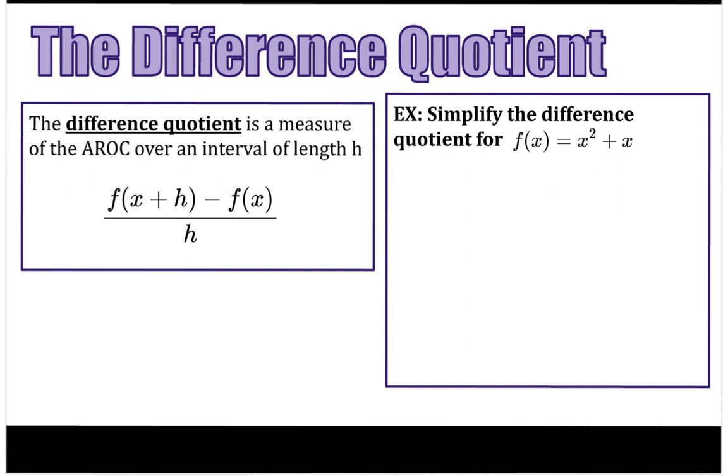But if you're being asked to just evaluate the difference quotient, what you're going to do is substitute in x plus h into your function. So you're going to take x plus h, plug that into each of the x's in your function, subtract f of x, divide that whole thing by h, which is the length of your interval, and you're going to simplify as much as possible.